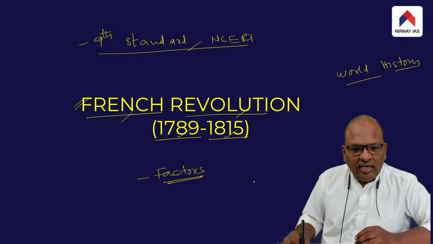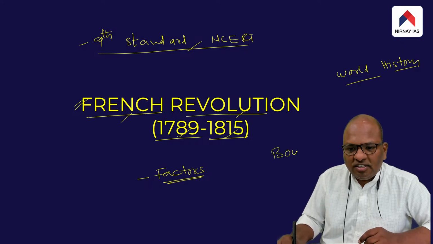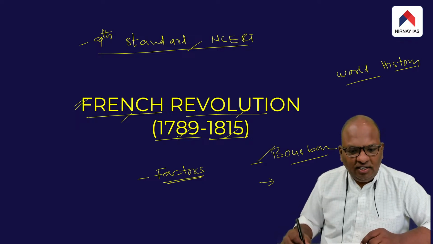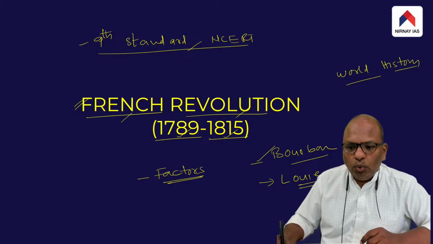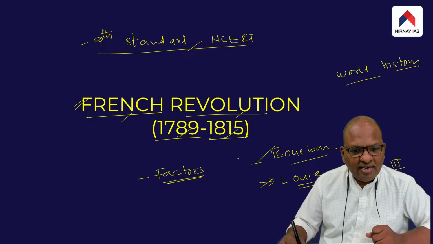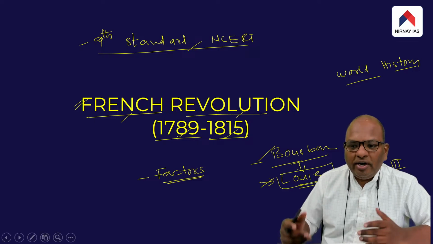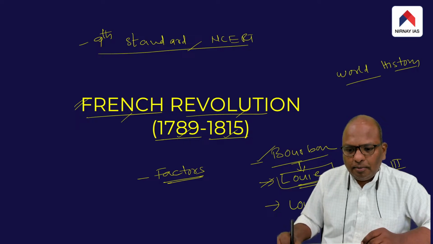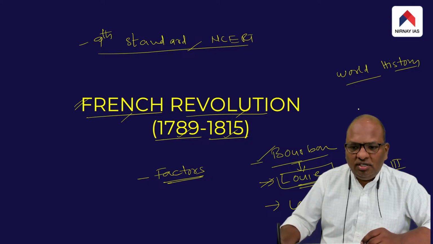France in the 18th century AD was ruled by a dynasty called the Bourbon dynasty, and the rulers of this dynasty were referred to as the Louis. For example, Louis I, Louis II, Louis III, Louis IV, etc. The Louis at the time of the French Revolution was Louis XVI. Louis XVI was the French ruler at the time of the French Revolution in 1789.